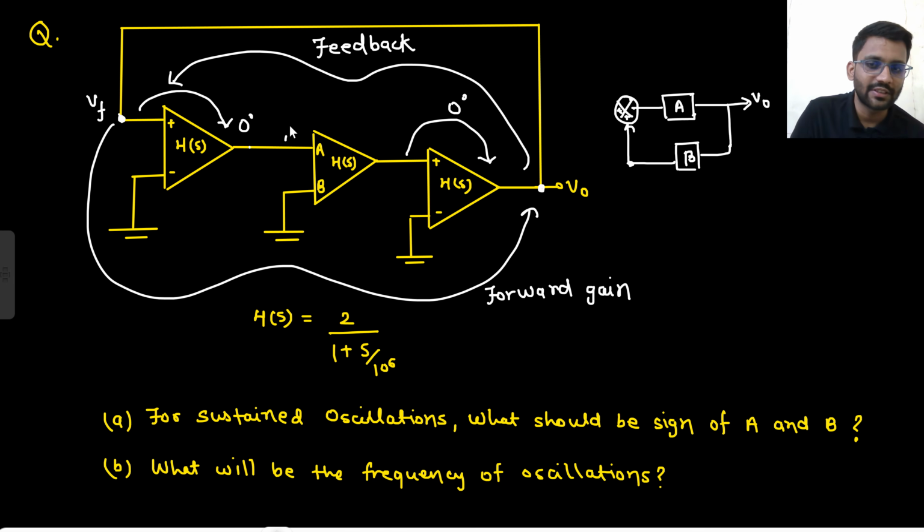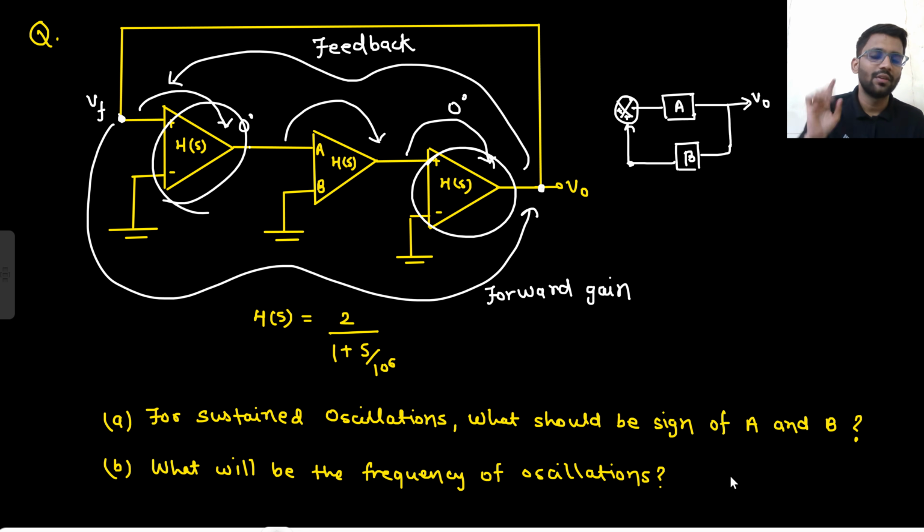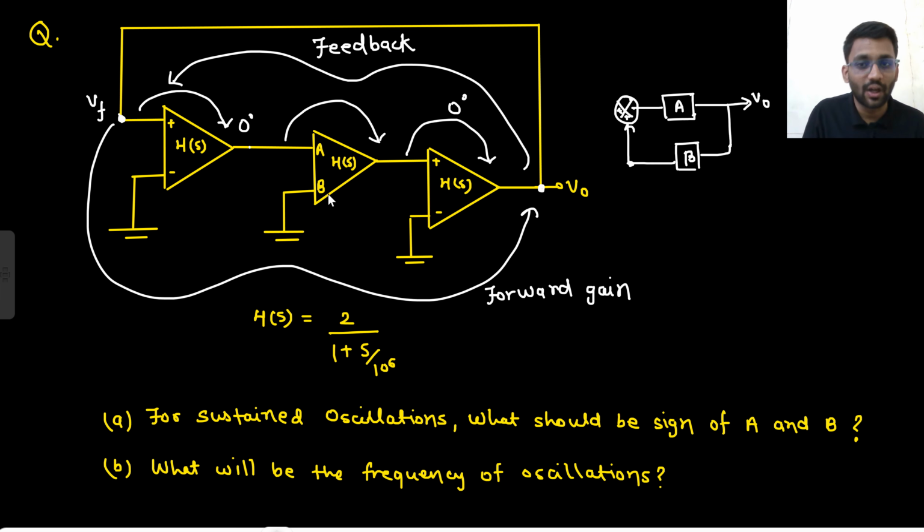So how much phase shift is required here? Tell me. In the feedback path, there was 0 degree phase shift. In the forward path, we needed 0 degree phase shift. These two op-amps are giving you how much phase shift? 0 degree phase shift only. So how much phase shift do you need from this particular op-amp? 0 degree only, no? From this particular op-amp, you need 0 degree phase shift only.